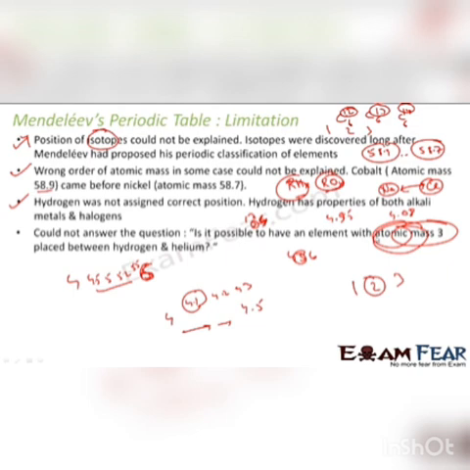So since atomic mass is a decimal number, not a natural number, it was not possible to tell. If someone asked the question, can there be an element between hydrogen and helium? The answer was, I don't know, because there may or may not be, right? So these kinds of limitations were there with Mendeleev's periodic table.